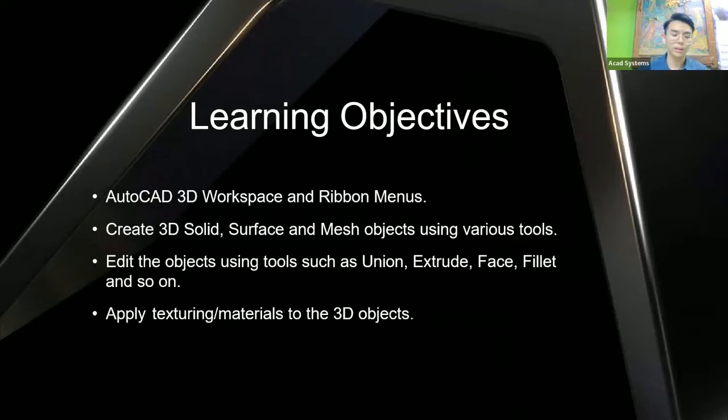I will also talk about how to create 3D solid, surface, and mesh objects using various tools. But in today's topic, I will be more focusing on how you can make your 3D object from your 2D object by using some of the functions or tools like union, extrude, face, fillet, and so on. And lastly, if you have extra time, I will talk about how to apply texturing and materials to the 3D object.